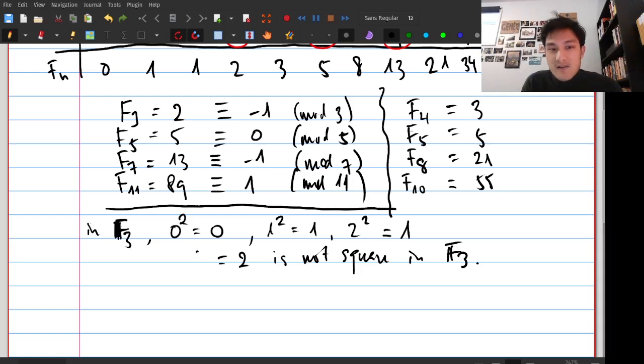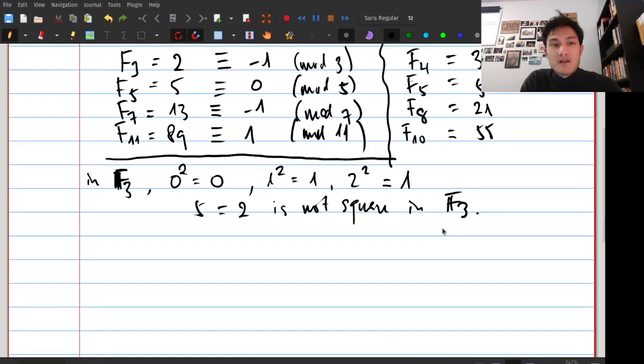2 is the same thing as 5. So we're trying to say 5 is not a square in F3. Okay, now let's look at F5. Well, in F5, let's ignore F5 because it's kind of a special case. This is 0. It's actually going to be the only 0 that shows up. So let's just ignore F5. Let's go straight to F7.